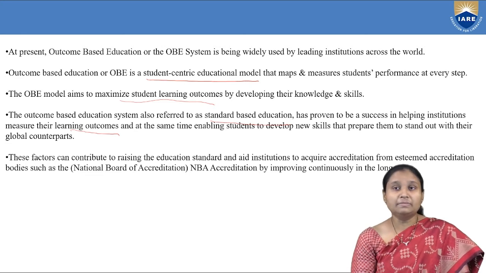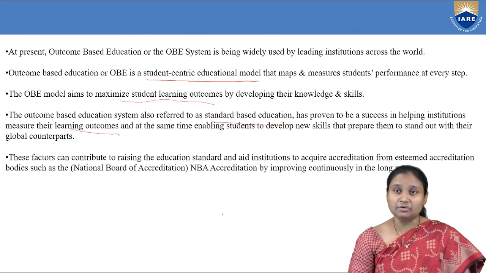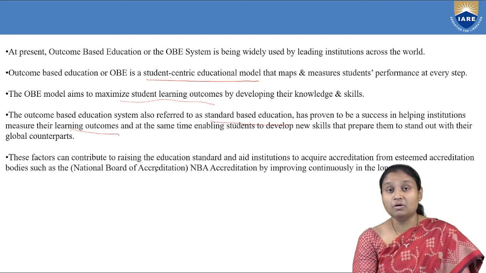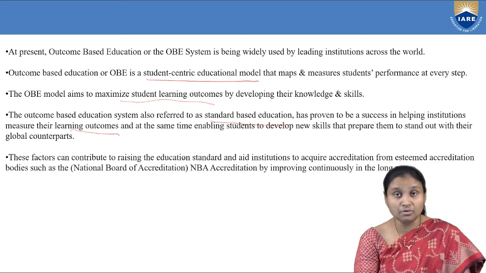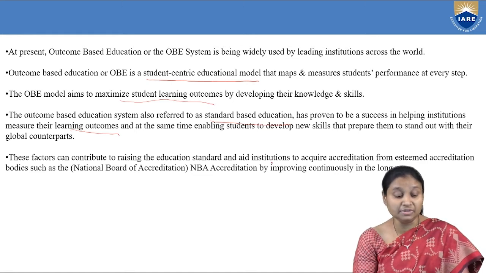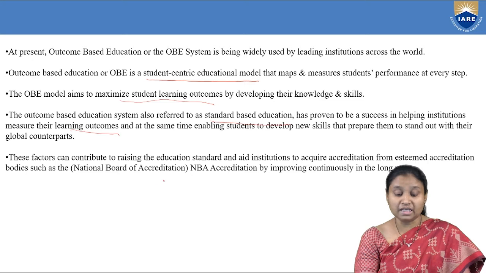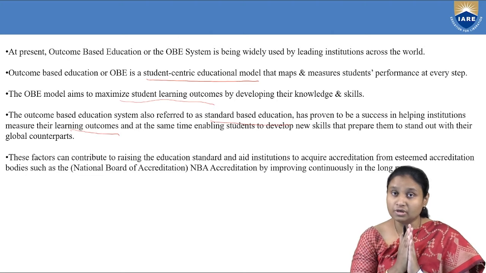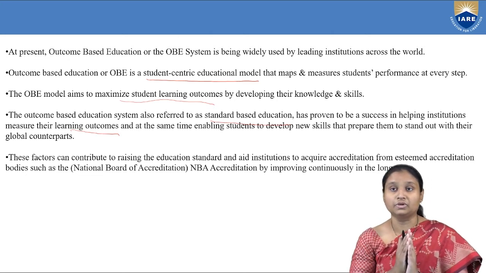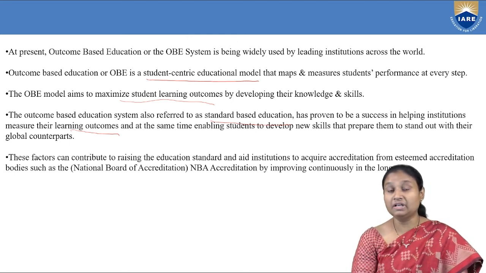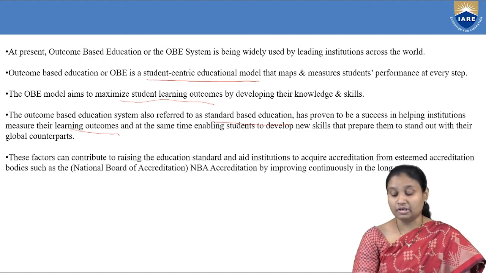And also, once we make our students thorough with such potential, we will observe that these factors contribute in raising the education standard as a whole, and also help institutions to acquire accreditation from esteemed accreditation bodies such as NAAC and NBA. When institutions go for their educational system according to the outcome-based system, they prove their educational system to be one of basic standard education, and it will help us to improve continuously in the long run.